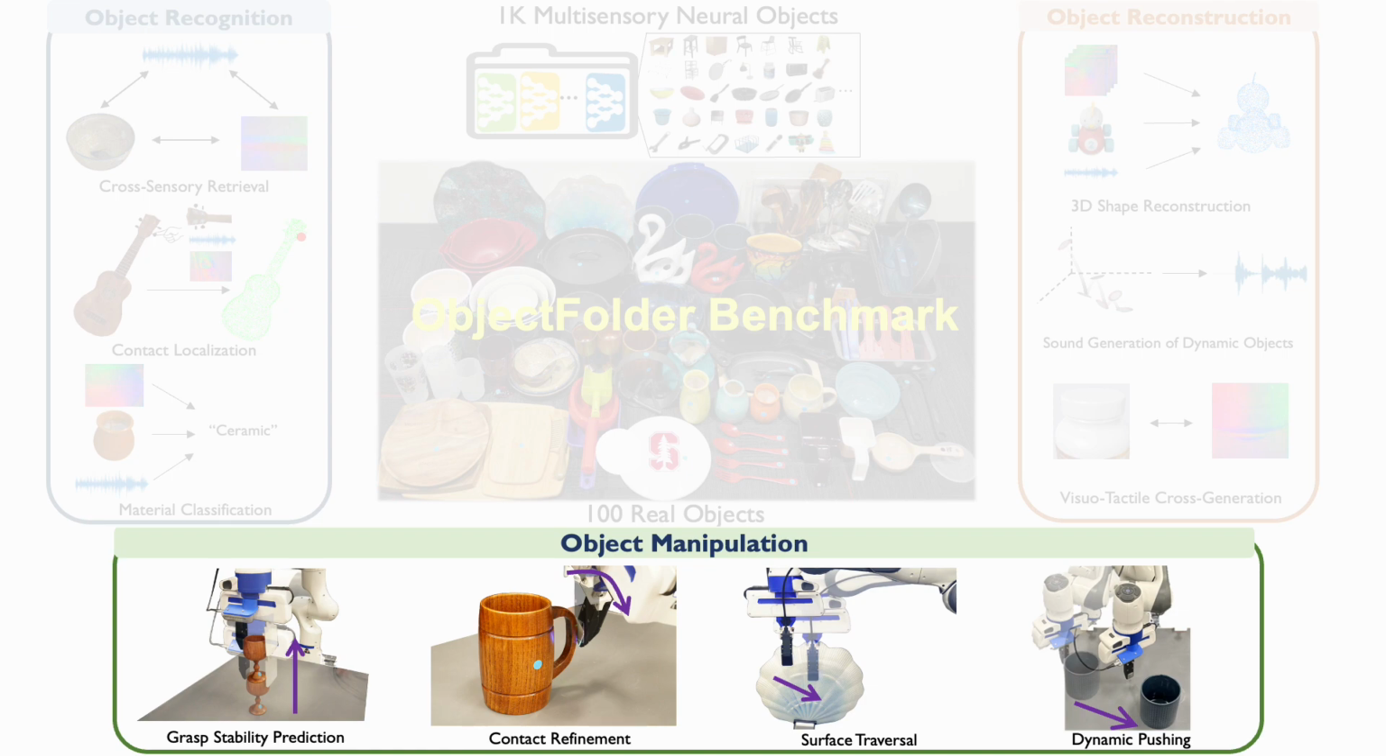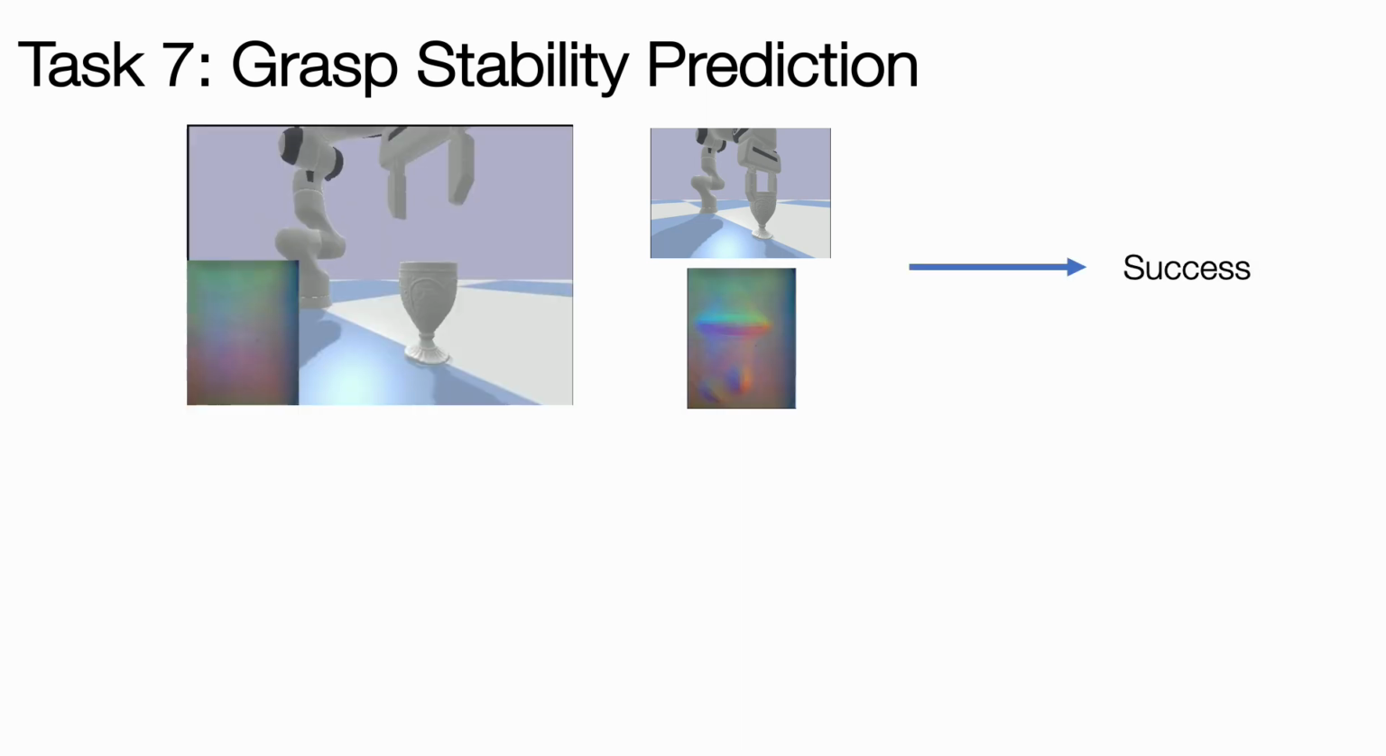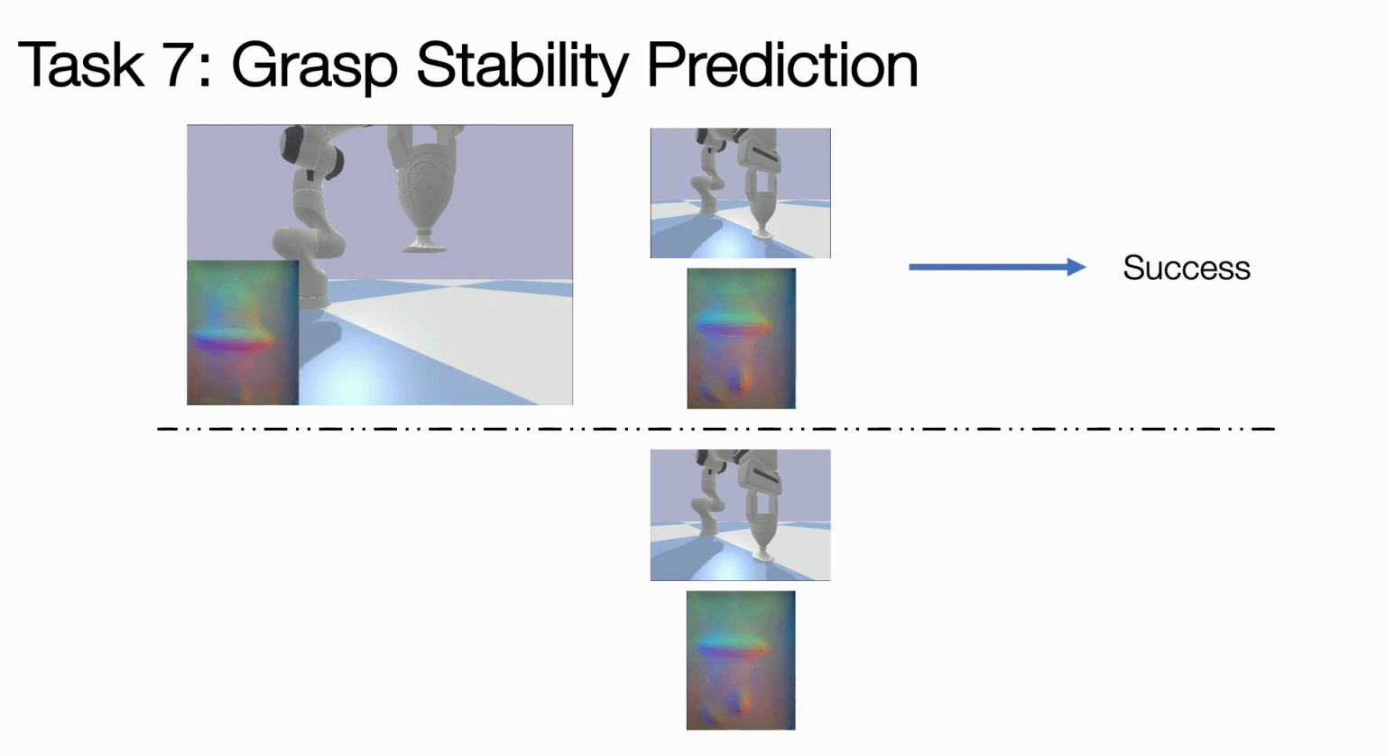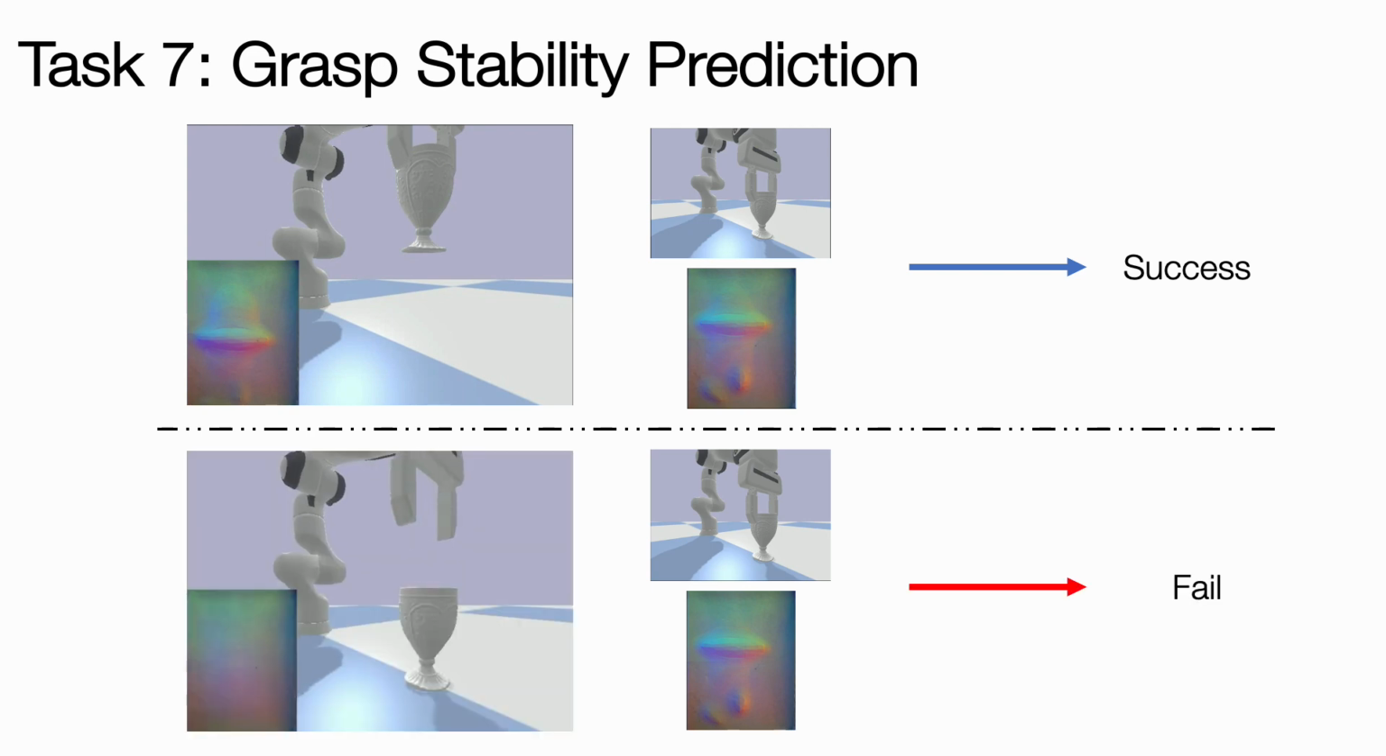Finally, I'll talk about the object manipulation tasks in our benchmark suite. The first manipulation task is grasp stability prediction. The goal of this task is to predict whether a robotic finger can successfully grasp and stably hold an object based on either an image of the grasping moment, a tactile RGB image, or their combination. In this case, it's a successful grasp. Here's another example of a failed grasp and the corresponding sensory observations, from which the model makes a correct prediction.